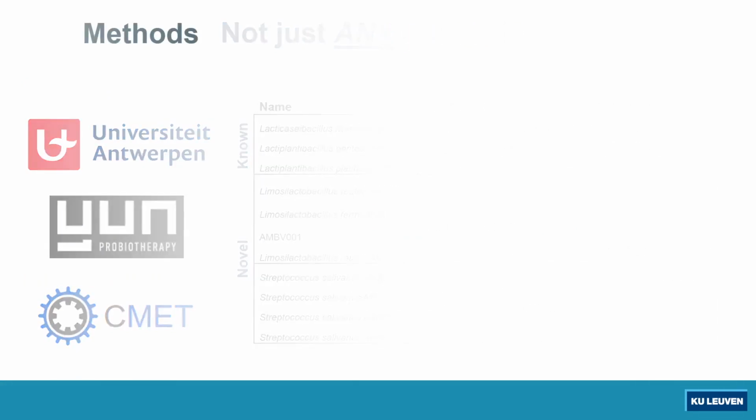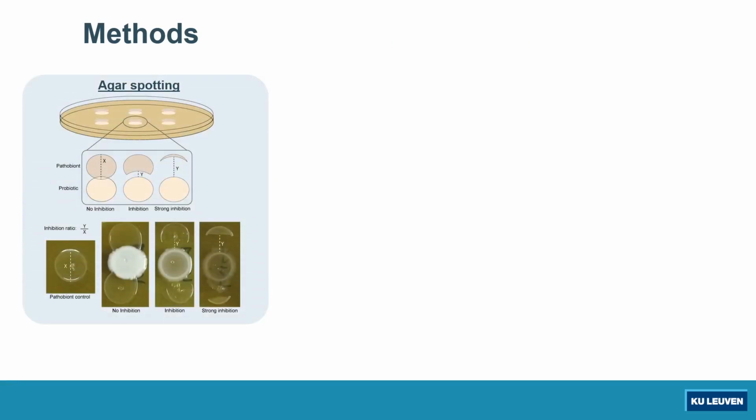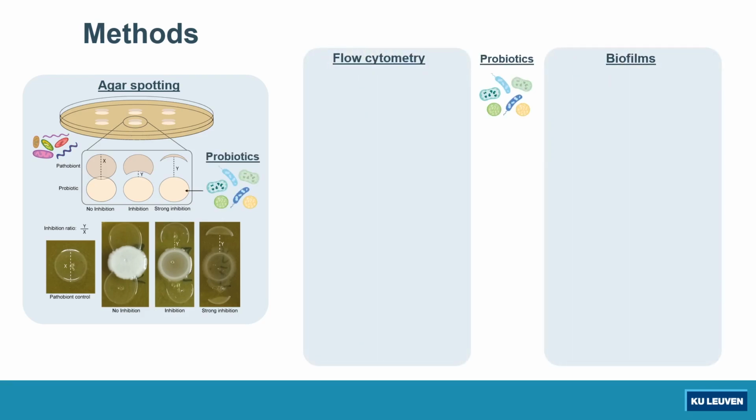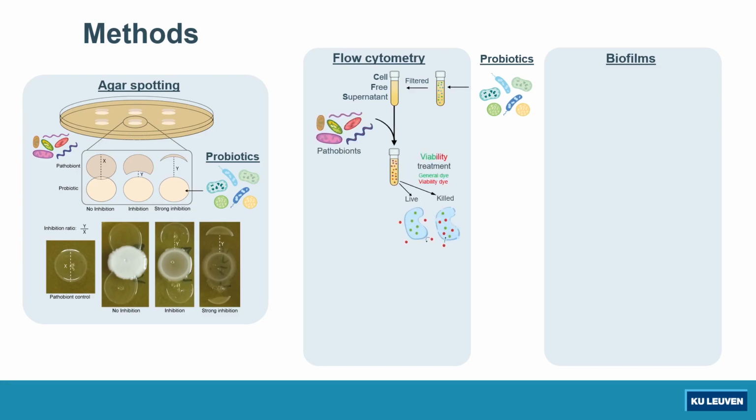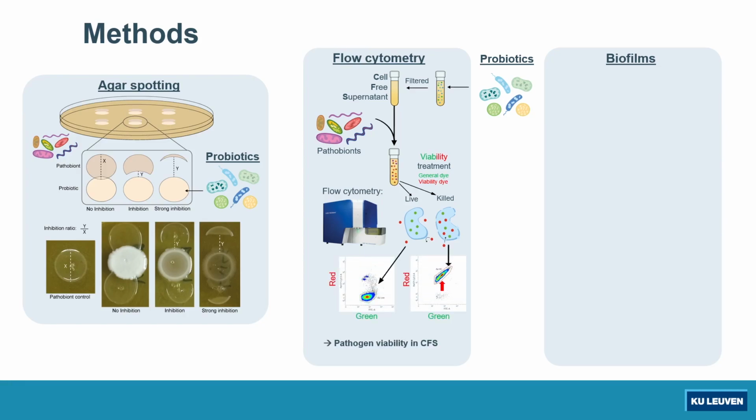To do this, we used several methods, starting with an agar spotting technique in which the pathobiont's growth can be inhibited by the probiotic. On the other hand, we also used some more advanced techniques such as flow cytometry and a biofilm model. For the flow cytometric approach, we created a cell-free supernatant of the probiotic, in which pathobionts were then incubated. The effect of the probiotic supernatant was then evaluated through flow cytometry using a viability treatment that contains a general dye as well as a viability dye that only enters dead cells, which allows us to clearly characterize living versus dead cells.